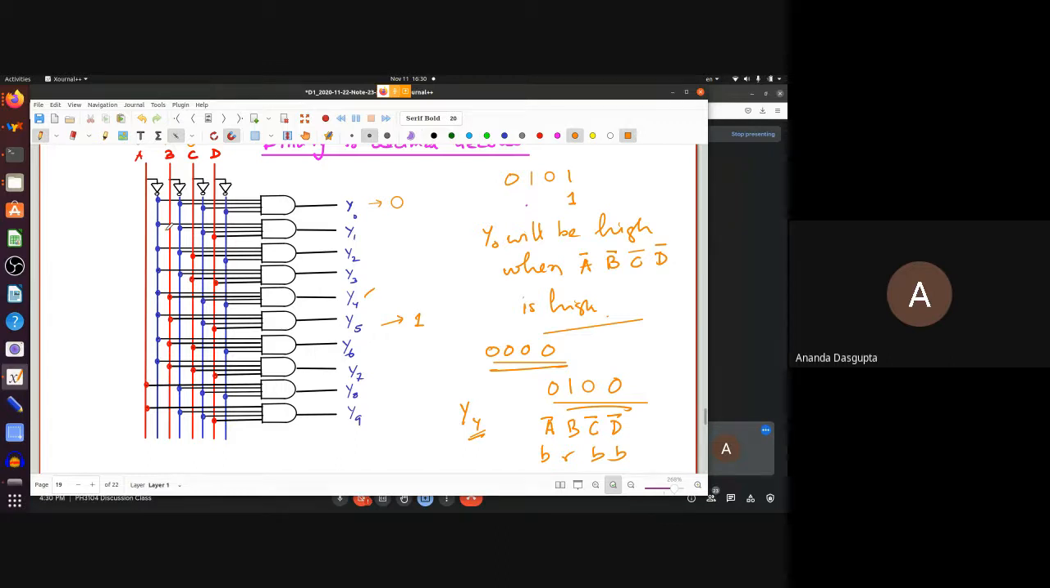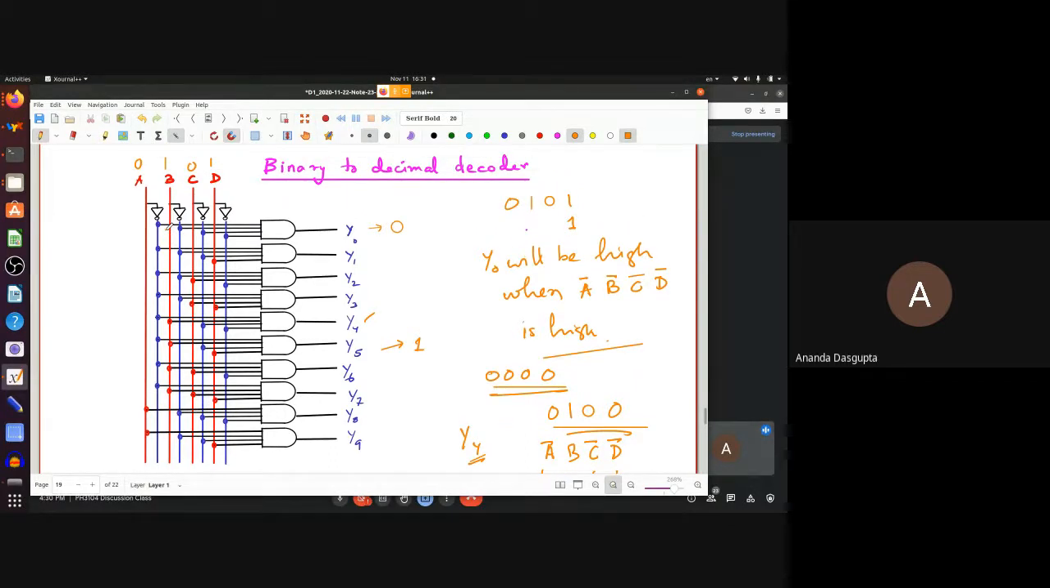And of course, how many possible input combinations could you have had? Yes? 16. But how many do you need? 10 for decimal. That means we are not really making use of all possible combinations. Of course, you could have a binary to hexadecimal decoder, which actually is very useful in digital circuits. And if you want a binary to hexadecimal, you would actually use 16 output bits, so 16 AND gates.